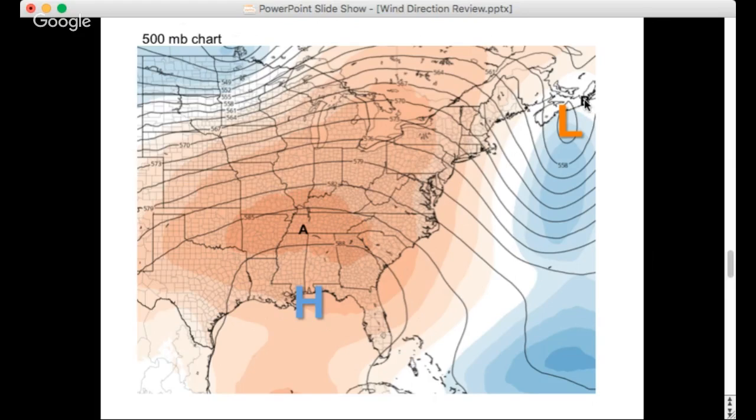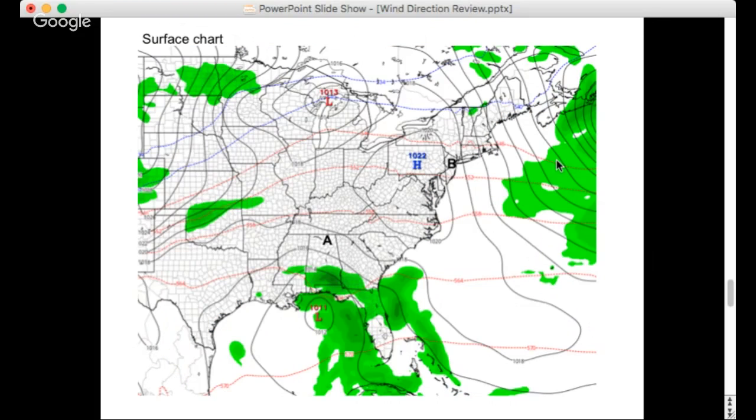So let's try this location up here, location B, up over the Canadian Maritimes. We find the closest air mass, and that's an area of low pressure. In this case, the winds blow counterclockwise around low pressure. So the winds are blowing in this direction around the low. That means that as we go around this area of low pressure, the winds are generally coming from the south or the south-southeast at location B. Again, we find the area of closest high or low pressure, and we follow the winds that are parallel to these contours.